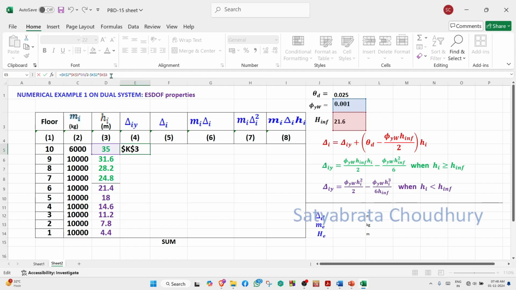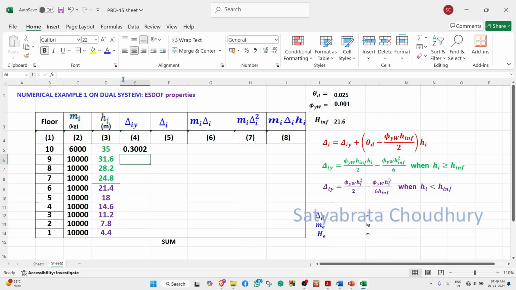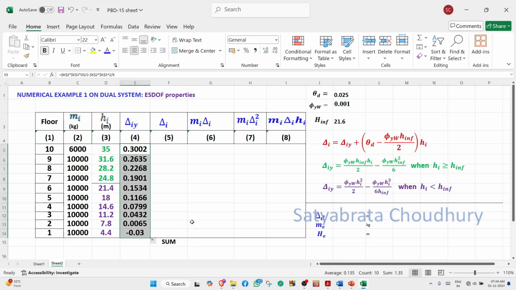Now I am doing the bar here at the top. I don't know whether it will be nicely visible. And square of this, so put square. Then divide by 6. And this much for the formula. So it is 0.3002. So you can drag it over the other rows and you get the results for other rows.